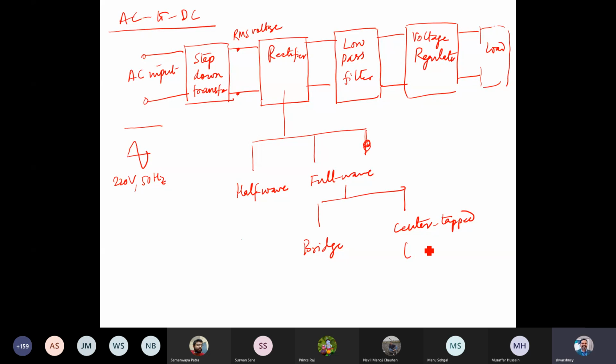The center tapped makes use of two diodes, the bridge makes use of four diodes, and the half wave uses a single diode. We are going to learn about the half wave and then the full wave bridge, why we go for the four diode combination, what the issues and disadvantages of the center tapped are, why we go for bridge rectification using four diodes, and then after that the low pass filter.